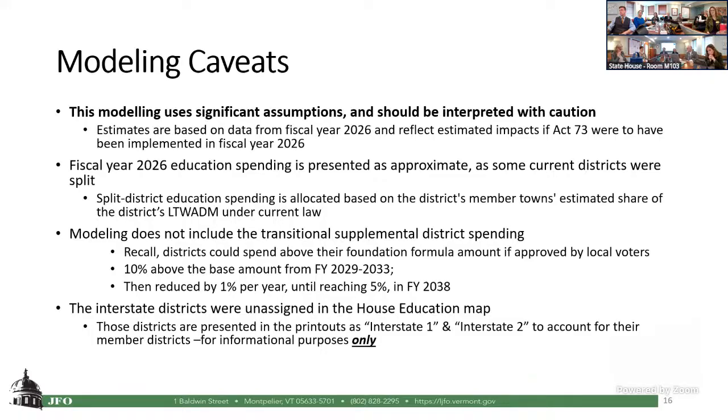And finally, you'll note towards the bottom of the printout that there are interstate districts, Interstate 1, Interstate 2. This was done for informational purposes. They're left on the side in the House Ed map policy, but to just account for their current spending and the long-term membership, we've labeled that there, but that's just for informational purposes.